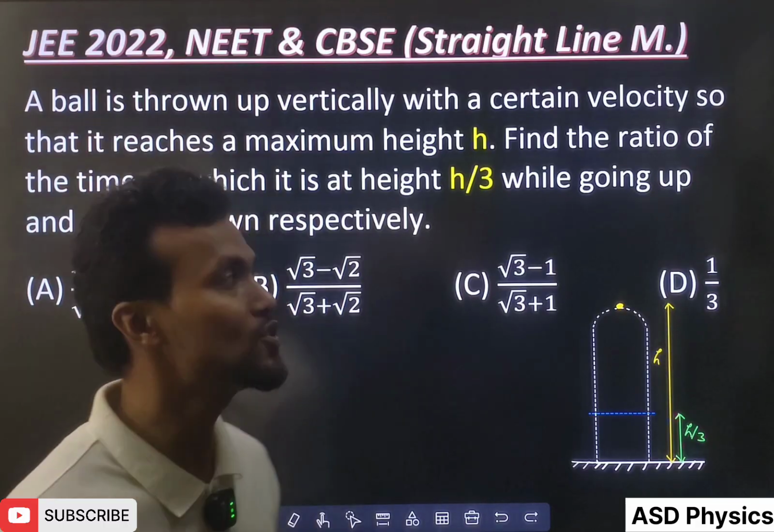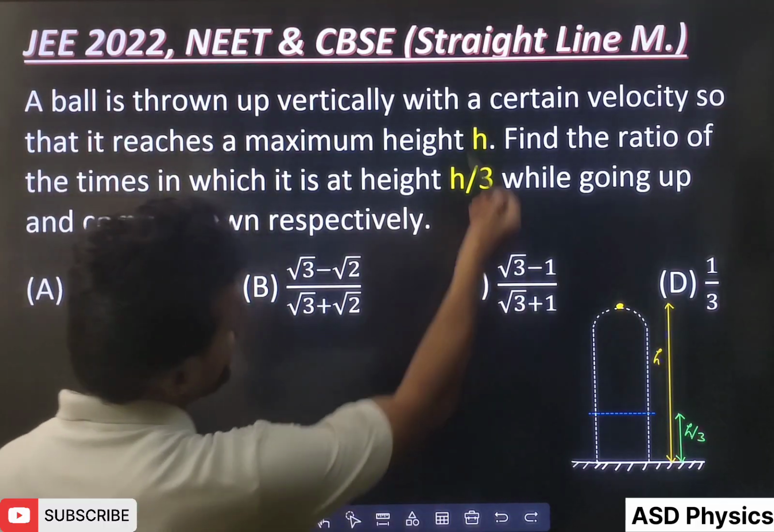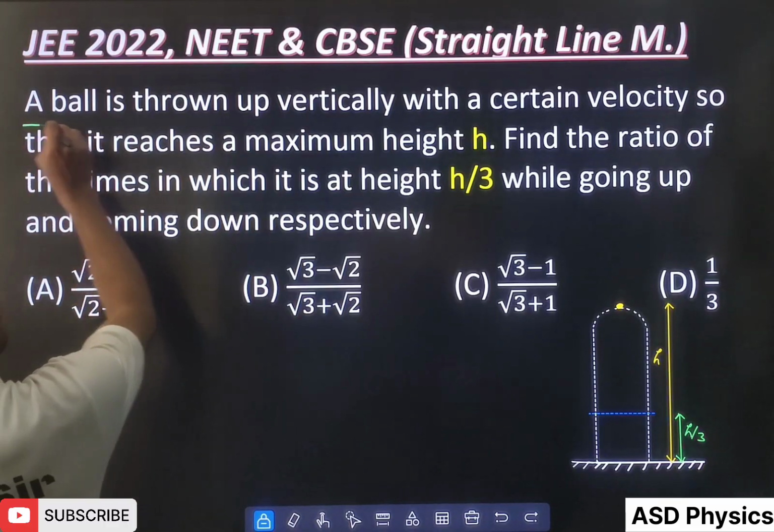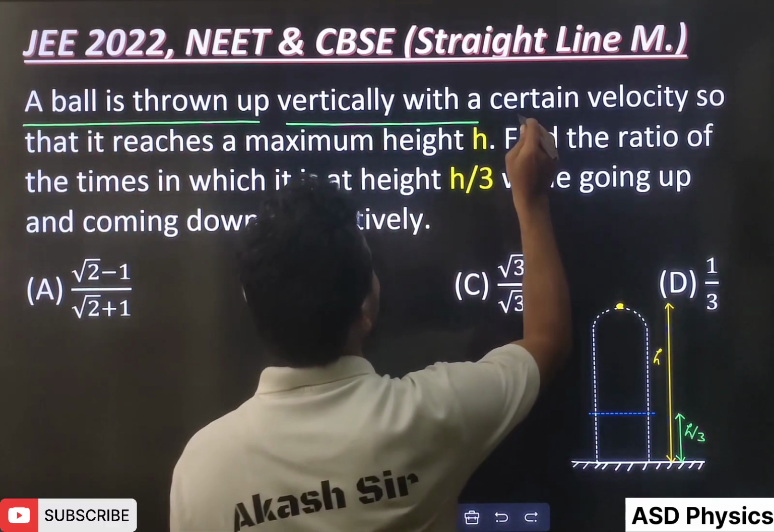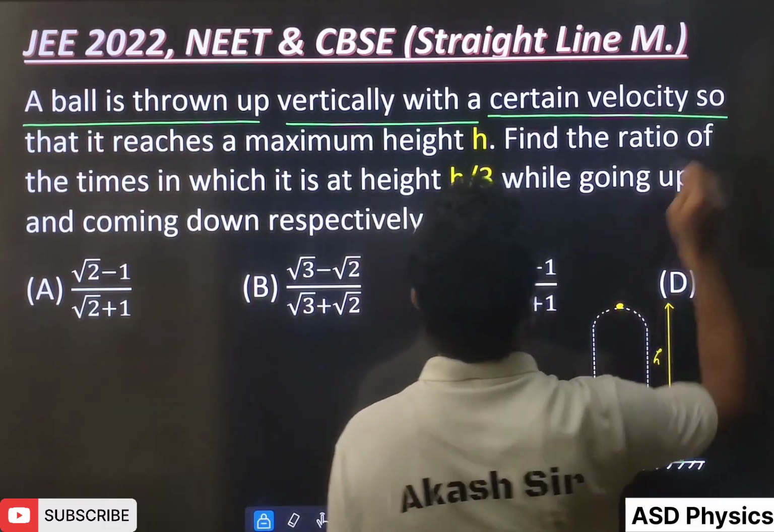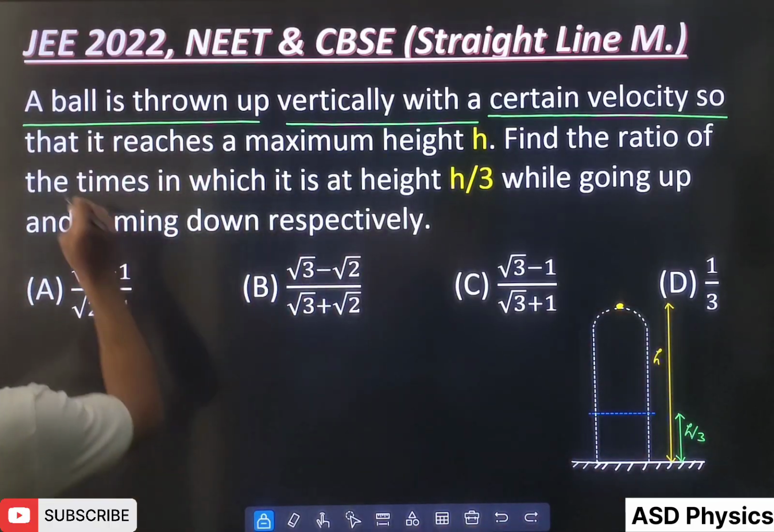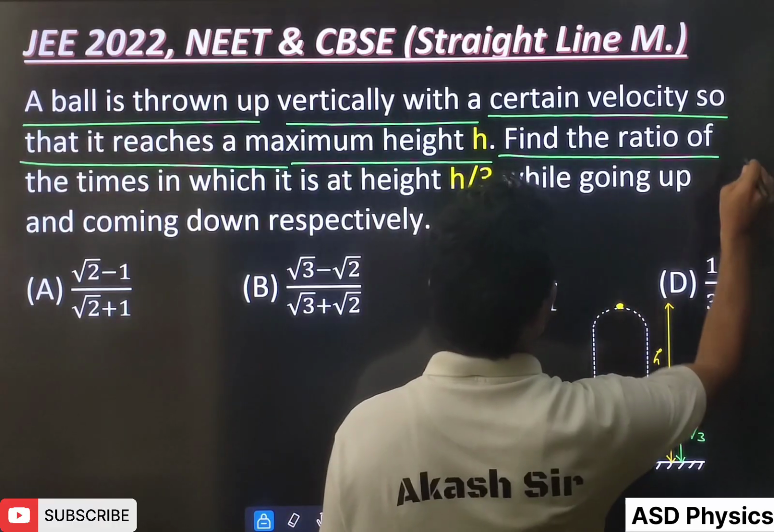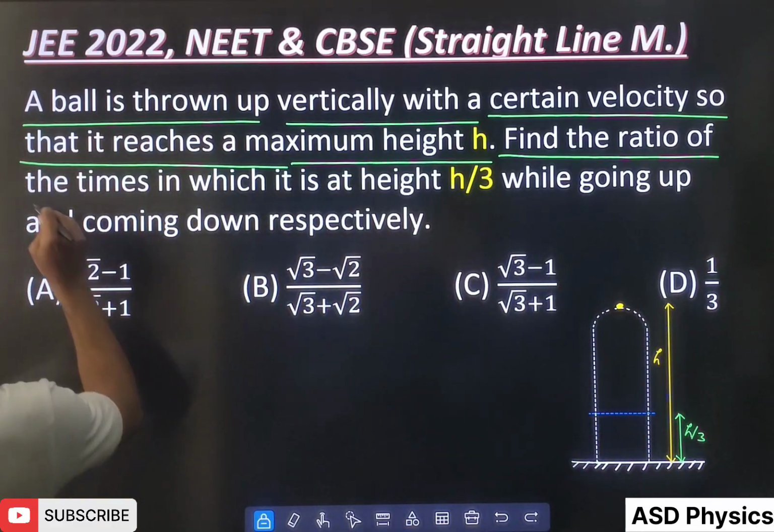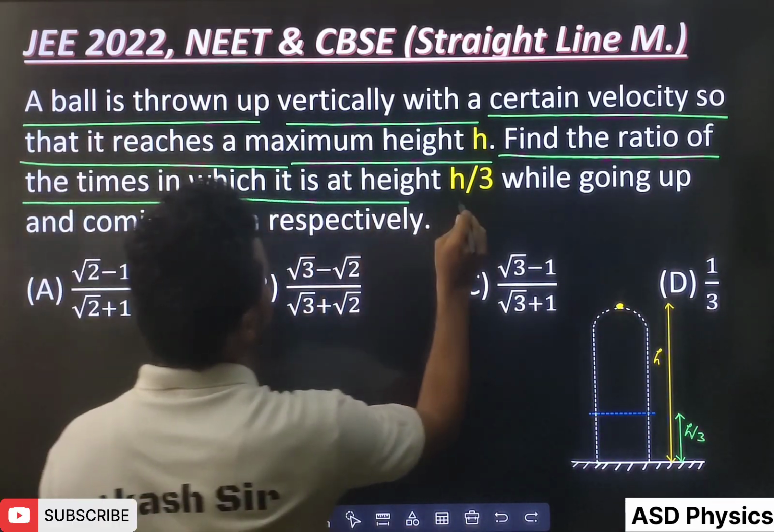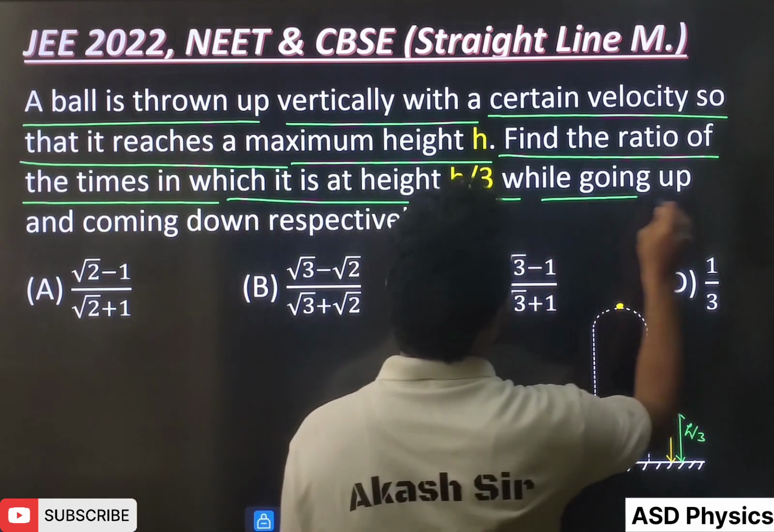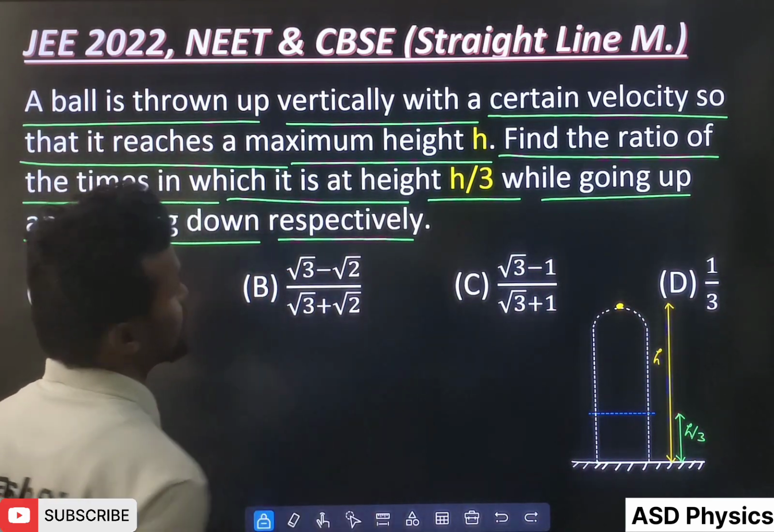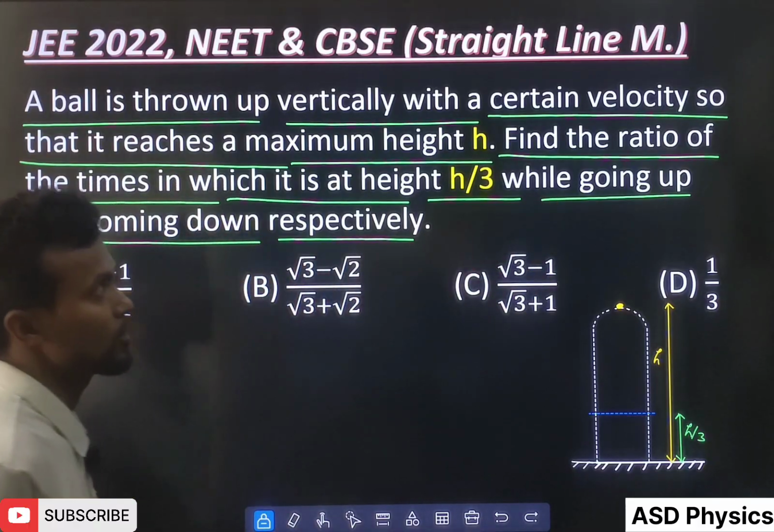So students, in this video we are going to solve the question from the chapter straight line motion. Okay, so let's go through the question. The question is, a ball is thrown vertically with a certain velocity so that it reaches a maximum height h. Find the ratio of the times in which it is at height h by 3 while going up and coming down respectively. Okay, so first going up and then coming down respectively.